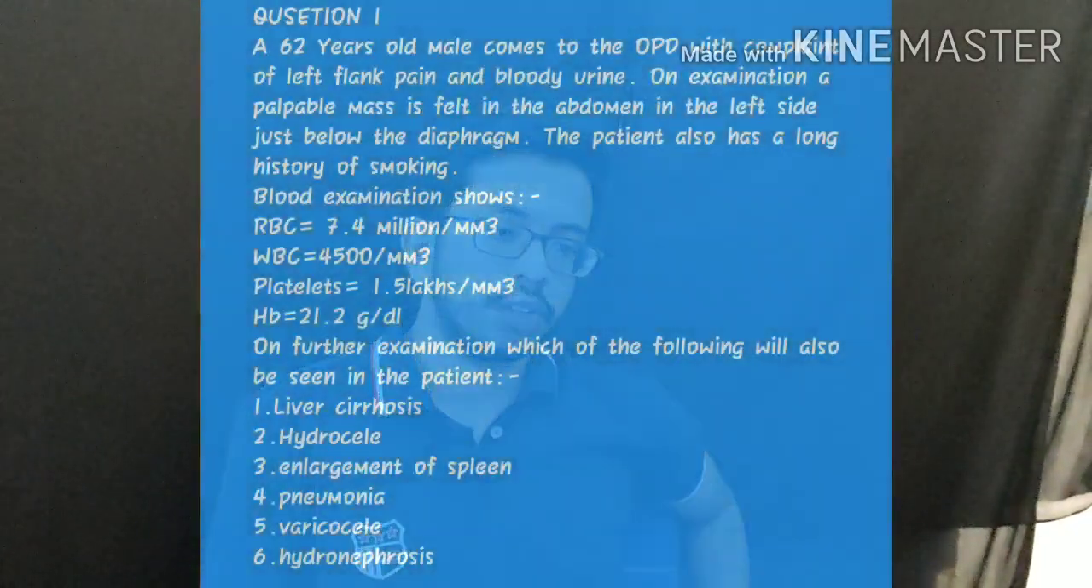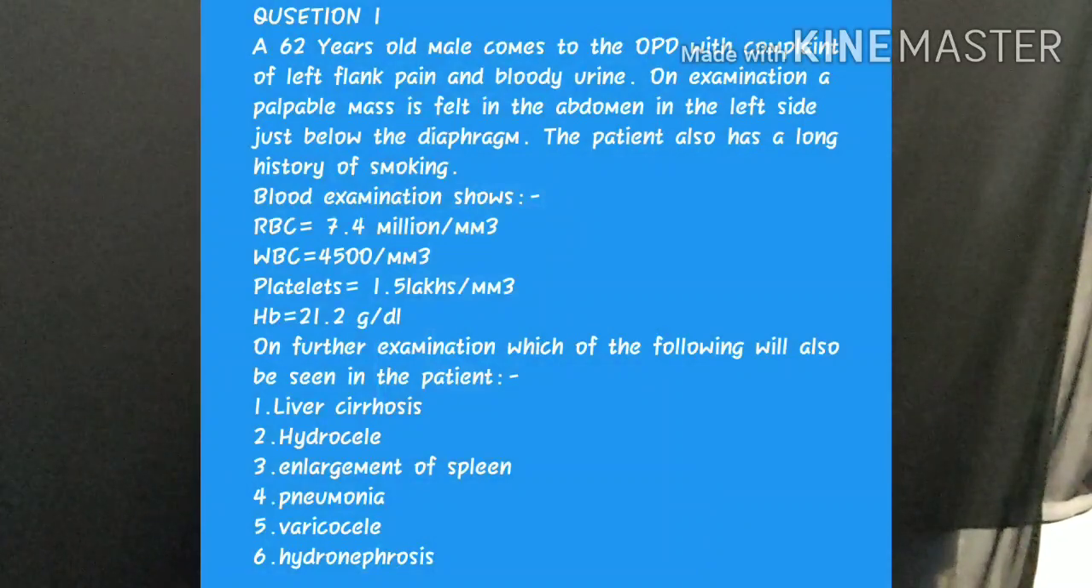Question number 1. A 62 years old male comes to the OPD with the complaints of left flank pain and bloody urine. On examination, a palpable mass is felt in the abdomen in the left side just below the diaphragm. The patient also has a long history of smoking. Blood examination shows RBC 7.4 million, WBC 4.5 K, platelets 1.5 lakh, hemoglobin 21.2. On further examination, which of the following will also be seen in the patient?